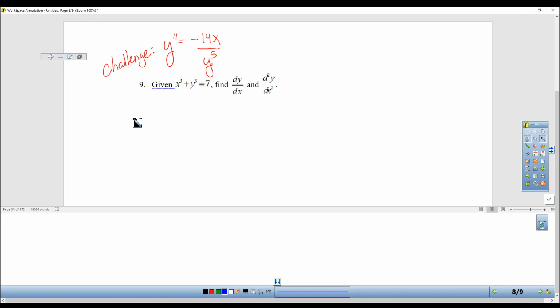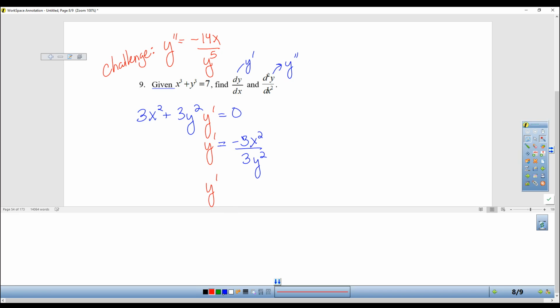So find dy dx. That's y prime, and d squared y over dx squared is y double prime. So 3x squared plus 3y squared, I'm taking the derivative of a y, so I'm going to add my y prime. Common mistake is to forget that. The other side is 0. Y prime is equal to, I bring over the negative 3x squared. And then I divide by 3y squared. And I get y prime is equal to negative x squared over y squared.